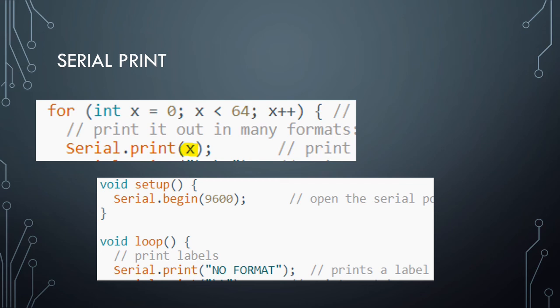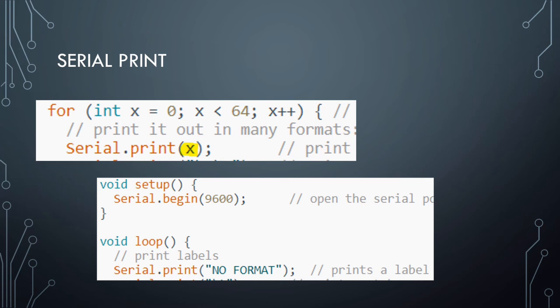So we have a for loop up here. We're starting out with our integer x at 0. We're saying if x is less than 64, go through the loop and then increment it. So part of this loop is serial printing the variable x. And so what this for loop and the serial print command would do is print out the numbers 0 to 63 all in order, right?